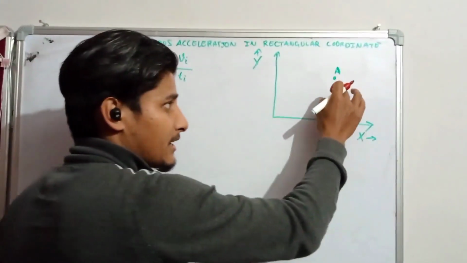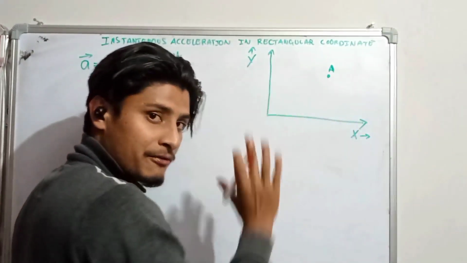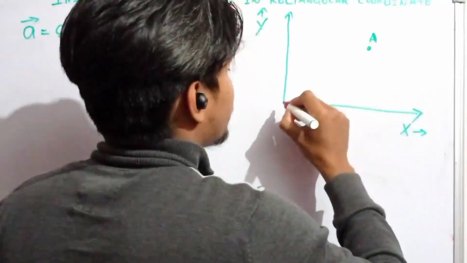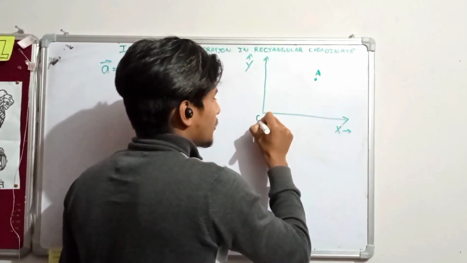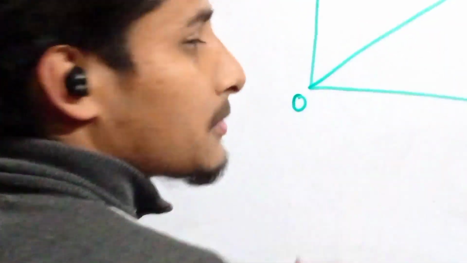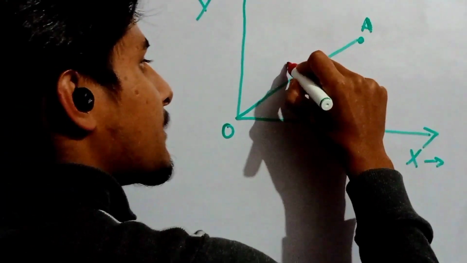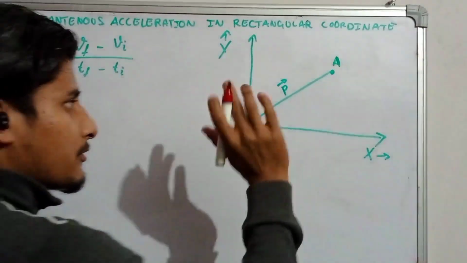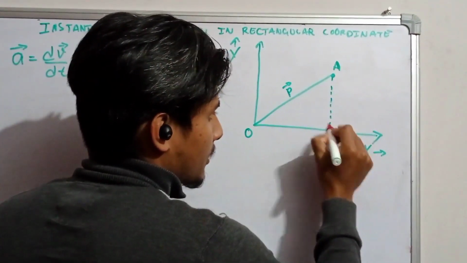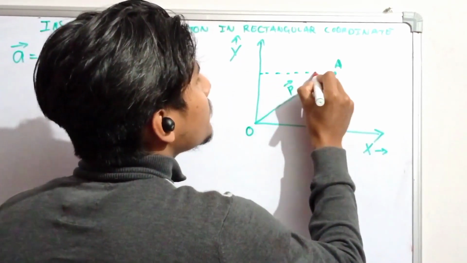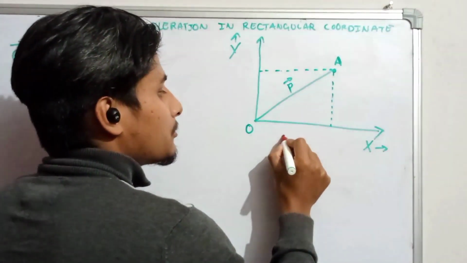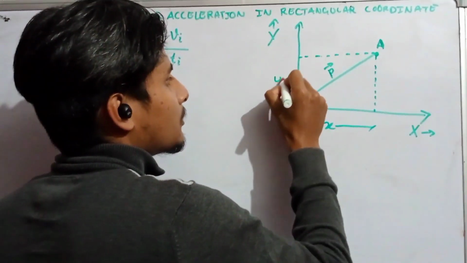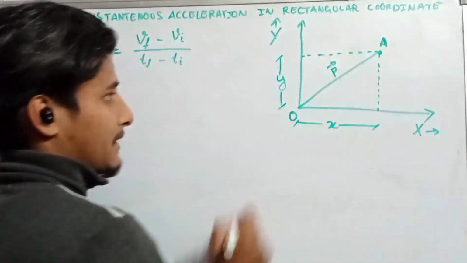Now if I give the coordinates of A, then from the origin O, let us say this is my position. I will define this position as my p vector, the position vector. So this is a dotted line and this is my dotted line, right? This is the x-axis distance and this is my y distance in your y-axis, right?